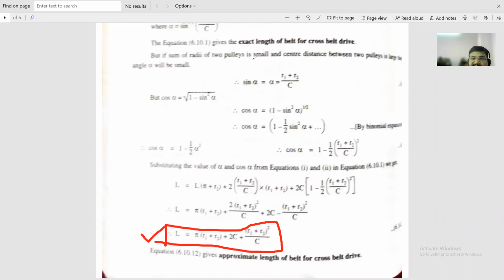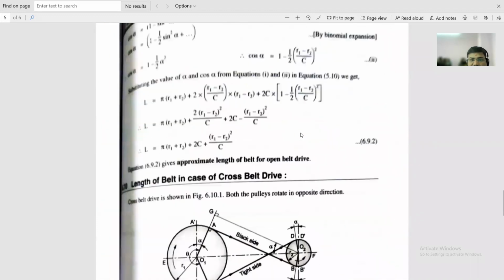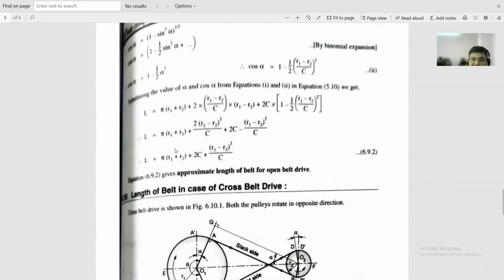What is the difference between the cross belt drive and the open belt drive? Let us check. Is the first point the same? Yes, sir. Pi into R1 plus R2. The first part is the same, the second part, plus 2C, is also the same.